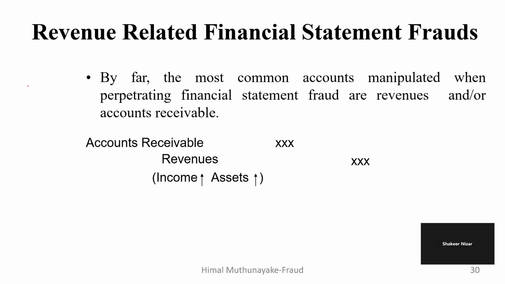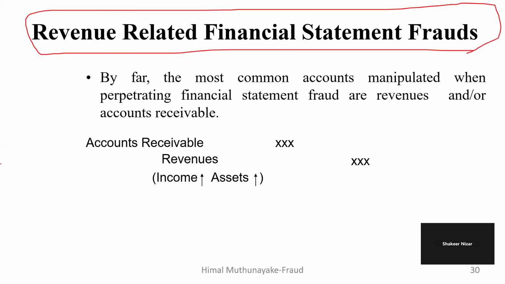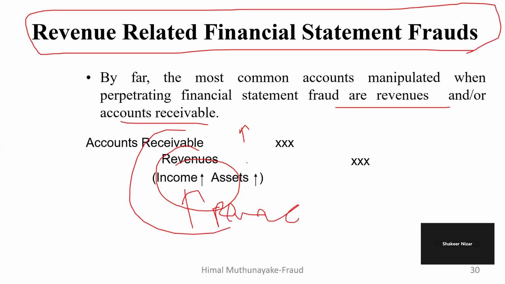You can see revenue-related financial statement fraud. What are the revenue-related frauds? By far, the most common account manipulated when preparing financial statement fraud is revenue and accounts receivable. Credit sales: AR is debit, revenue is credit. Revenue is an income account. Accounts receivable is an asset type of account. Asset, right? Current asset.